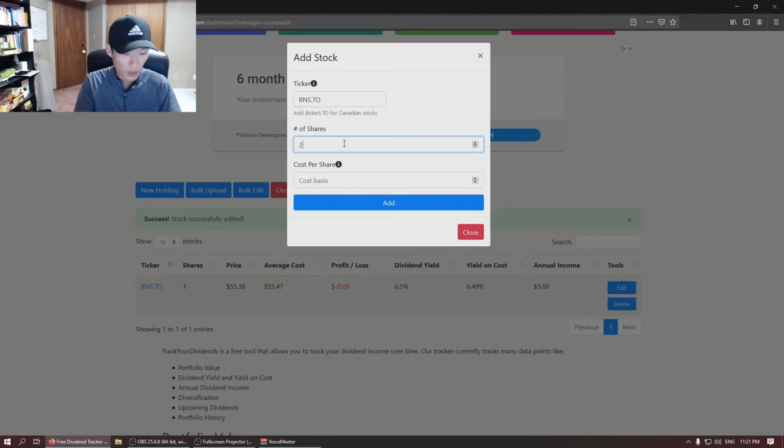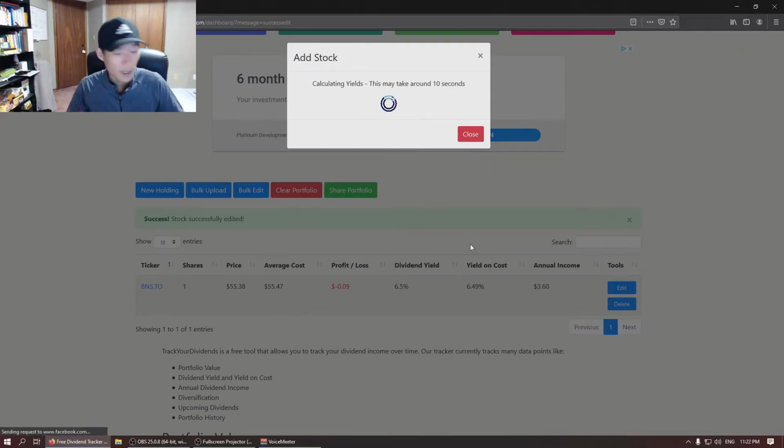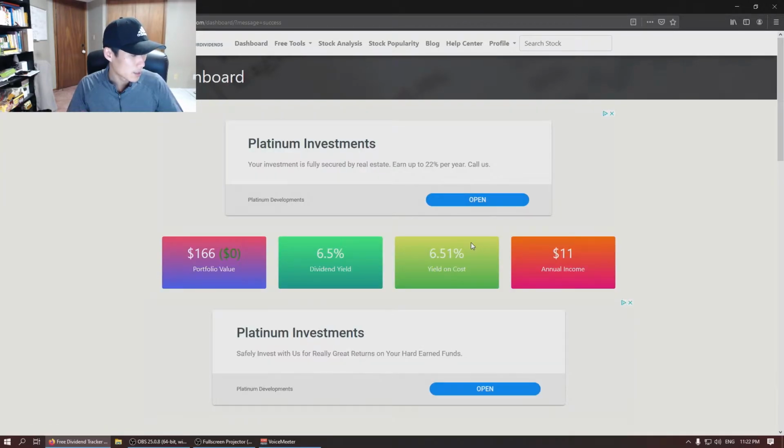And the shares we bought was 2. If you remember from what I was talking about earlier, we bought 2 shares at the cost basis price of $55.22. And we can just go add. Takes a few seconds to update. And there it is. So now, if you look at it, what has changed?